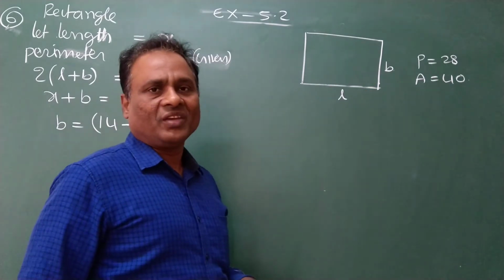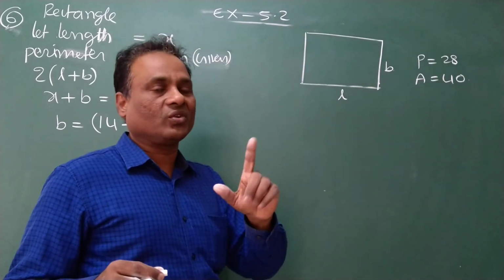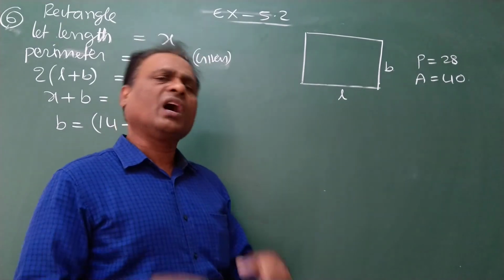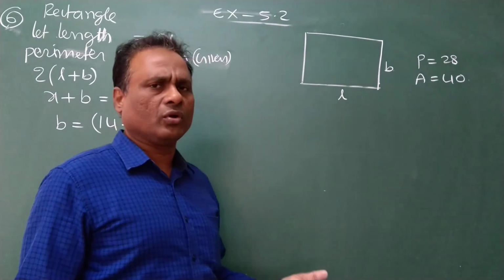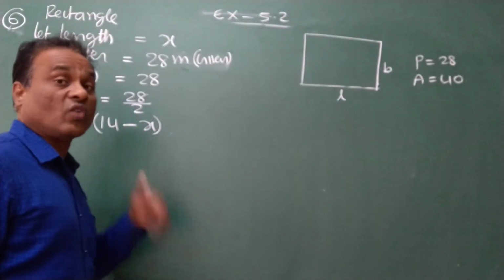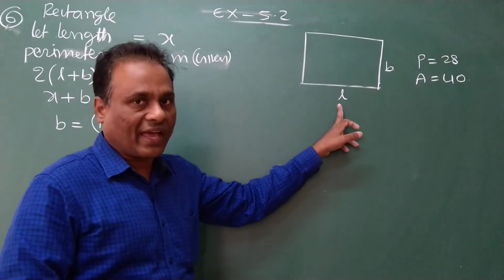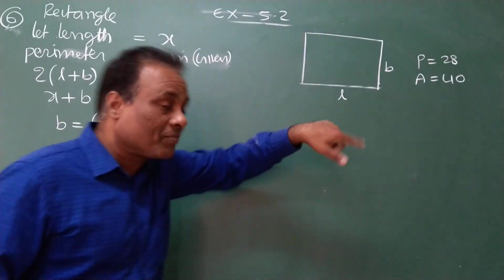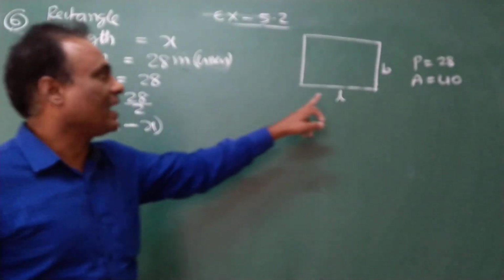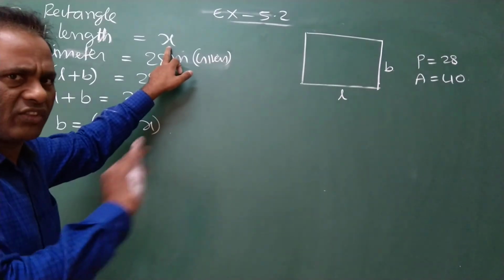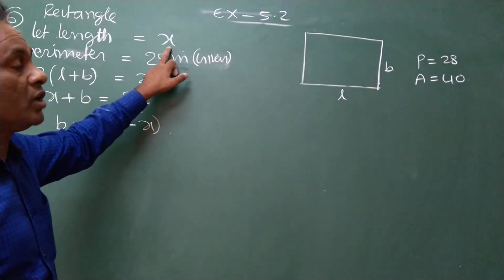We should not take two variables. This whole chart is only one variable. Either totally x or totally y or totally any variable. So don't introduce x, y, z like that. So you can assume only one value, and get the other value in terms of that value. I took length is equal to x. Don't assume breadth. Breadth we will find out.